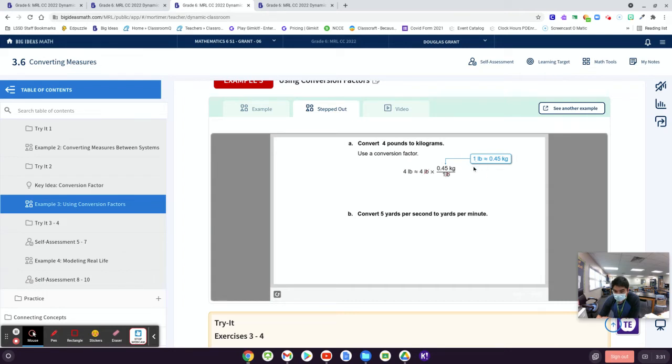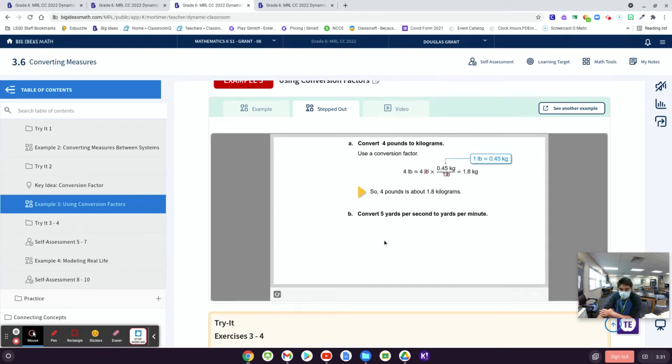When we do that, we can see that the pounds cancel out, because that's what happens when you have the same units in the denominator and the numerator of a fraction. They cancel out. So the pounds cancel out, and we're left with just kilograms. Then we perform this calculation: 4 times 0.45 divided by 1 gives us 1.8 kilograms. So 4 pounds is about 1.8 kilograms.